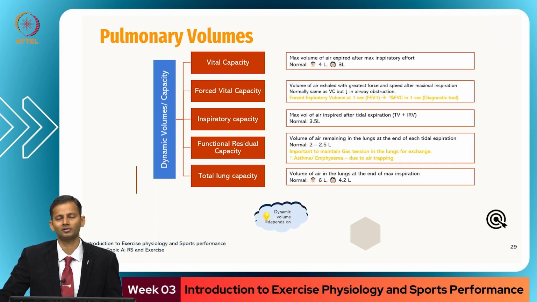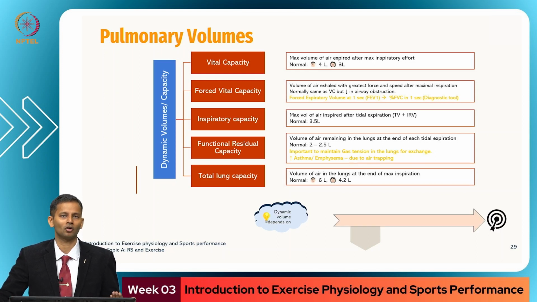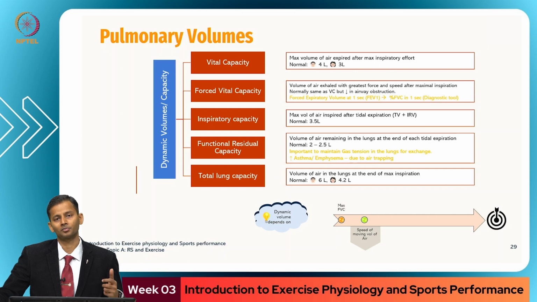So let's see what are the factors that these dynamic volumes are dependent on. The main factor is the maximum forced vital capacity, because that becomes your denominator. The dynamic volumes are dependent on that. The speed at which it moves, because as I mentioned earlier, it is the time component, so that is again the important determinant factor.